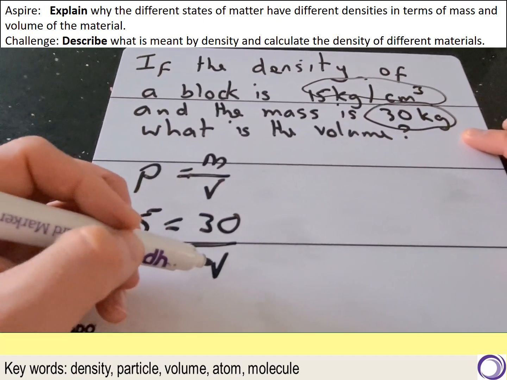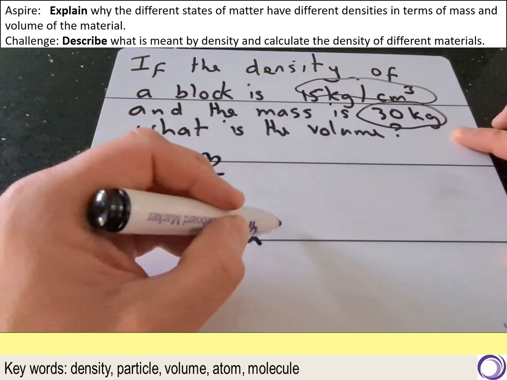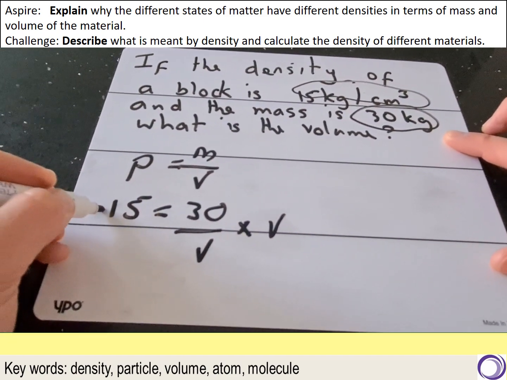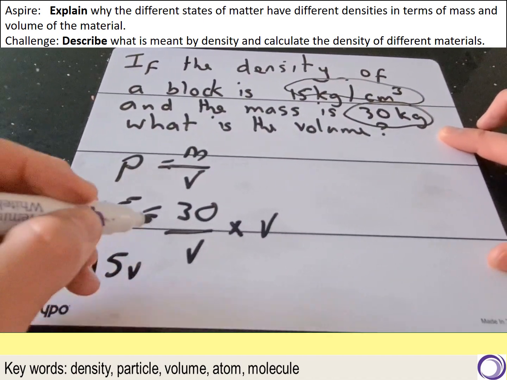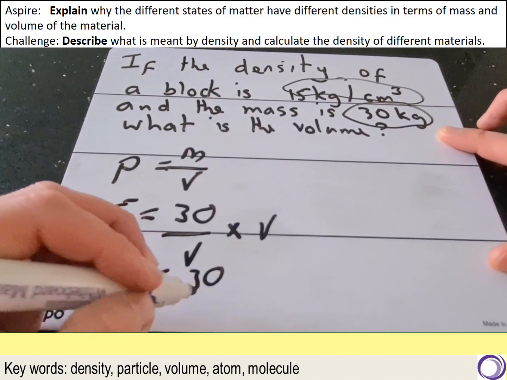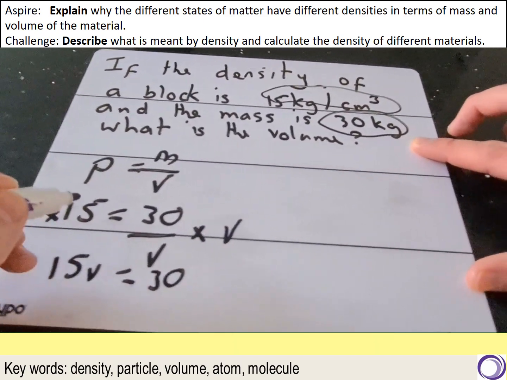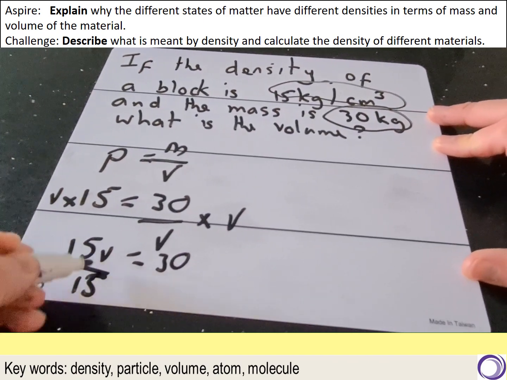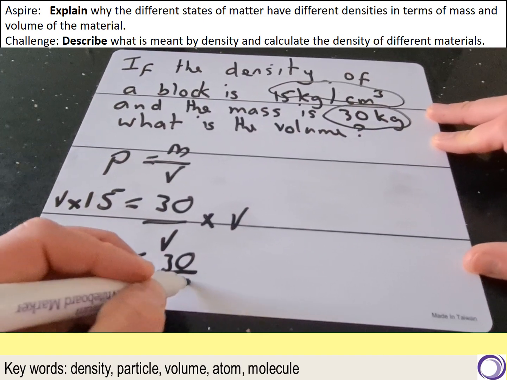So what I want to do is get rid of this v down here, this divided by v. So to get rid of that v, I do the inverse, which is times it. But whatever I do to that side of the equation, I have to do to this side. Now I've got 15v equals 30. Now I need to get rid of this 15 over here. So same thing, if I divide this by 15, I do the inverse because that's 15 times by the volume. Then I have to do that here as well.